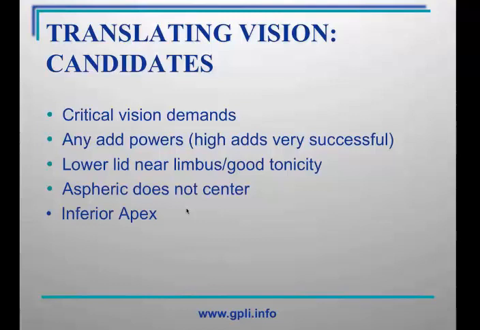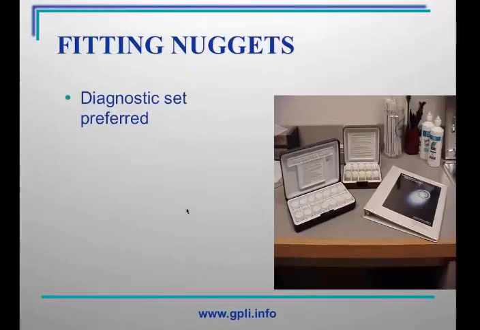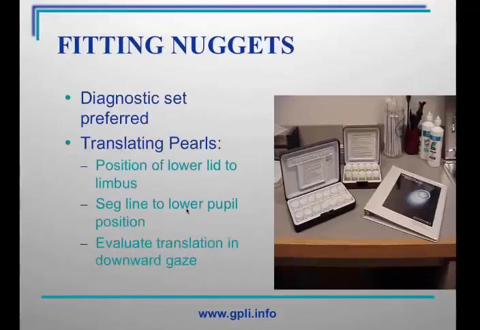If an aspheric lens is not successful, and certainly in cases where the corneal apex is inferior, which means an aspheric lens would probably decenter in that case, a translating design would be great. With translating designs, it's preferred to use a diagnostic set. There are a few designs out there that you can fit empirically if you provide sufficient information, but typically you'll want a diagnostic set.